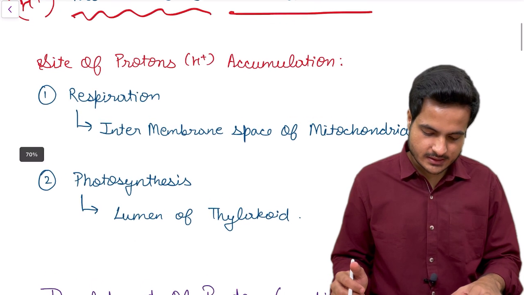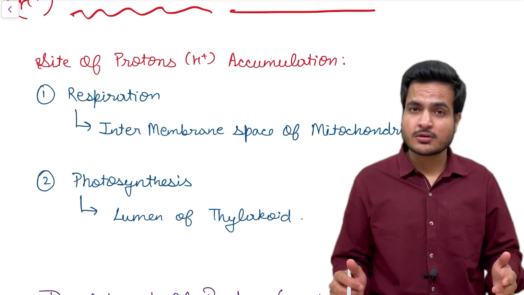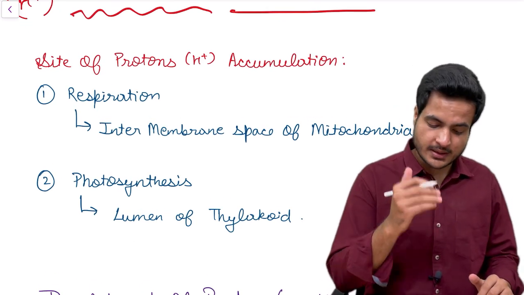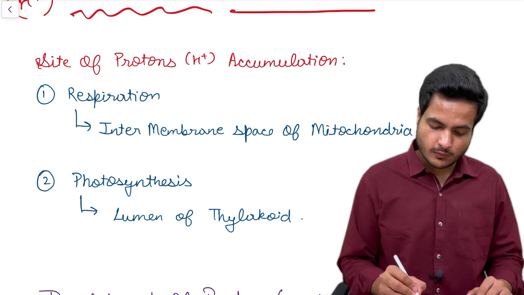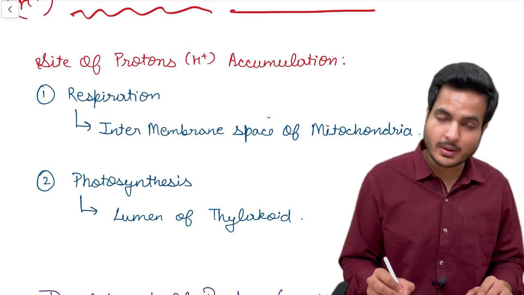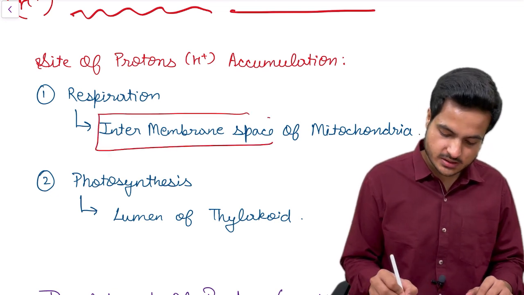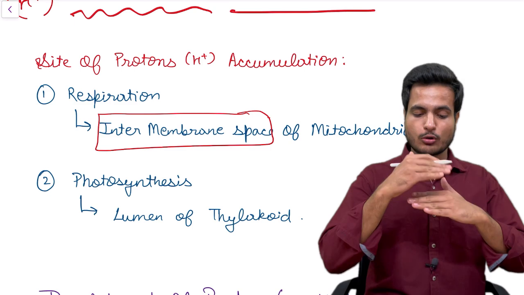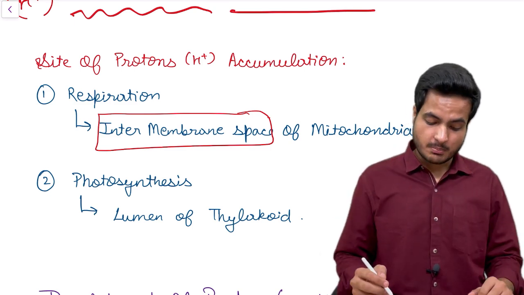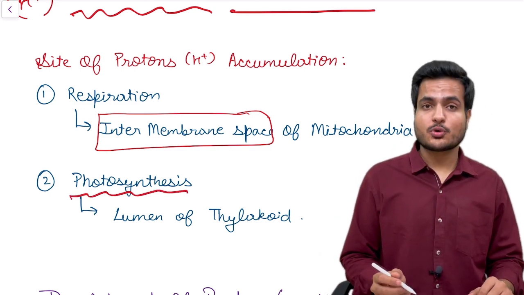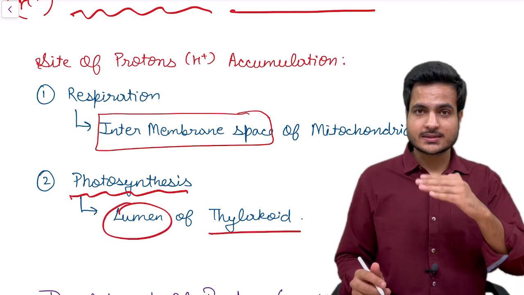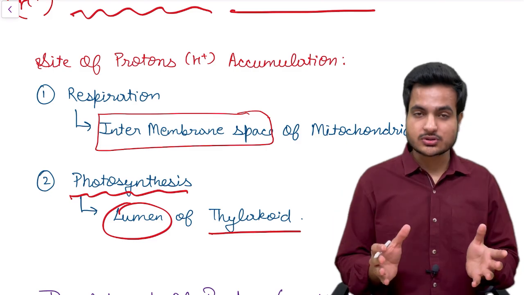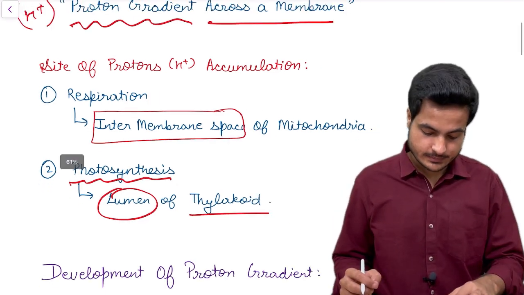Now let's discuss the differentiating features of this proton gradient between respiration and photosynthesis. In respiration, the proton gradient was between the two membranes, that is the intermembrane space of mitochondria, between the outer membrane and the inner membrane. But in photosynthesis, the protons are accumulated in the lumen of the thylakoid. Thylakoids are the disc-like structures present inside the stroma of the chloroplast.